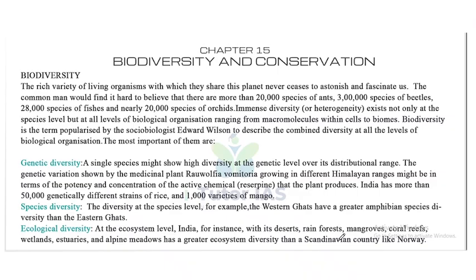Biodiversity. The rich variety of living organisms with which we share this planet never ceases to astonish and fascinate us. The common man would find it hard to believe that there are more than 20,000 species of ants, 3 lakh species of beetles, 28,000 species of fishes, and nearly 20,000 species of orchids on our Earth. Immense diversity or heterogeneity exists not only at the species level but at all levels of biological organization, ranging from macromolecules within cells to biomes.